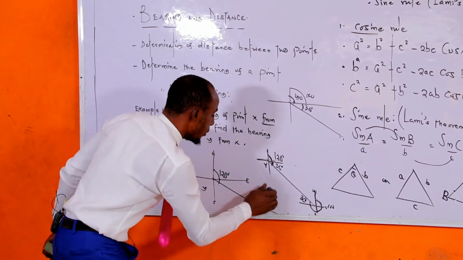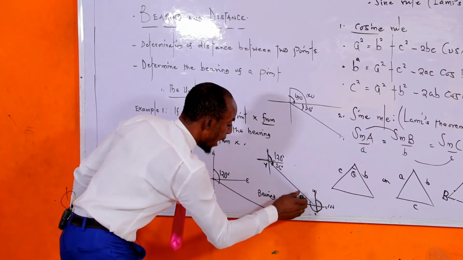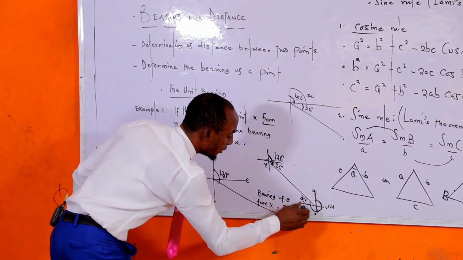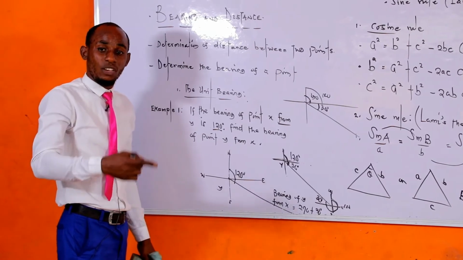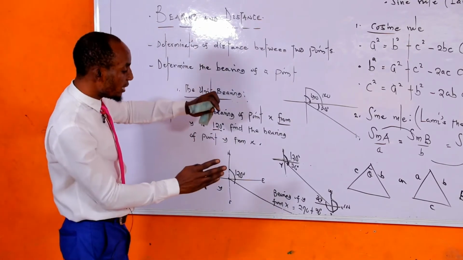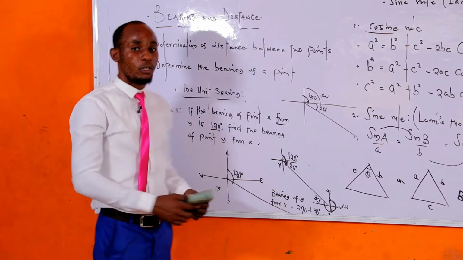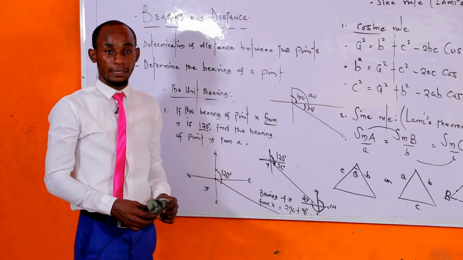So the bearing of Y from X is 270 plus 30 degrees. And that will give us 300 degrees. Is that clear? This is just a unit bearing. If you understand unit bearing very well, you don't have problem to deal with the other parts of bearing. All right?